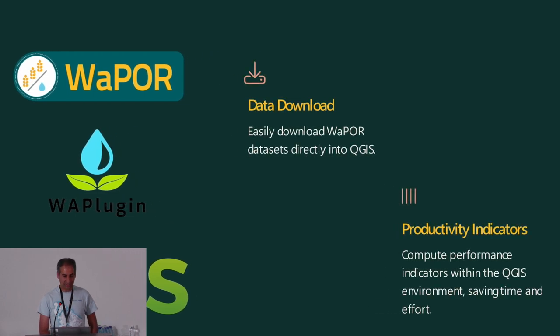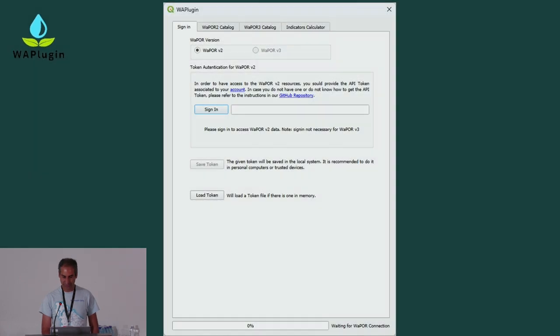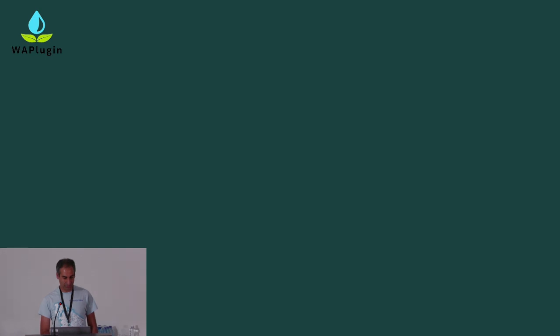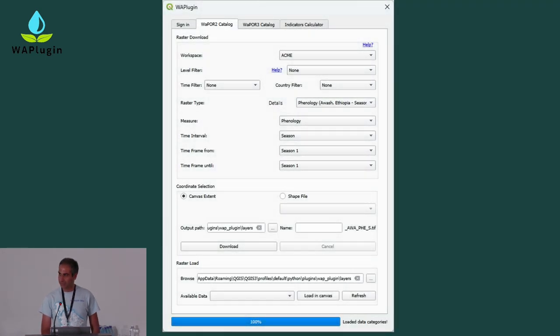It allows you to download the WaPOR data directly into QGIS and to calculate certain water productivity indicators or irrigation efficiency indicators. Let me guide you through a few of these screens. This is how you sign in with your WaPOR account for WaPOR version 2. Then you can access the different data sources and define the products and the time range that you want, and it will download that into QGIS. You can also clip it to a boundary.